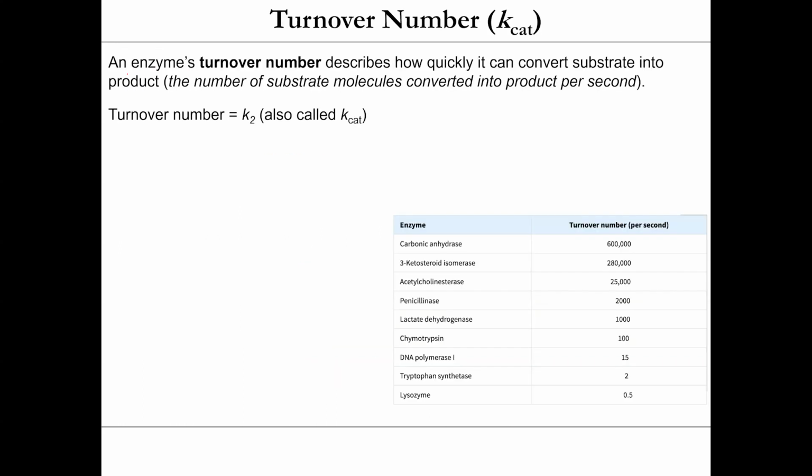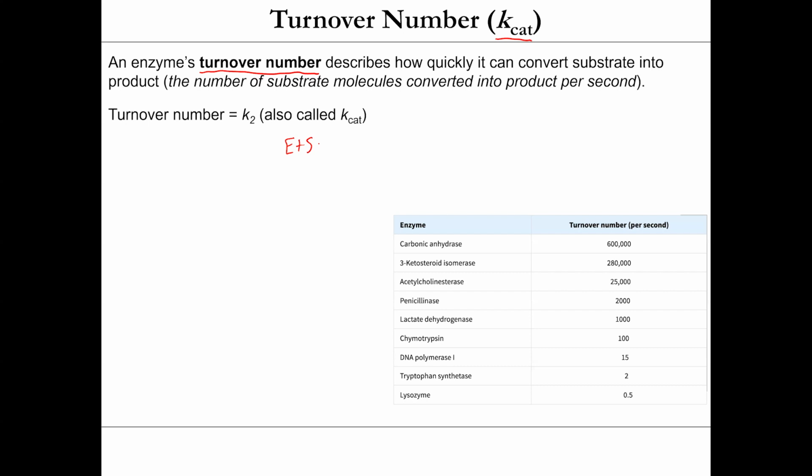Now, another variable that's very useful when thinking about enzyme kinetics is turnover number, or what's called kcat. This is the catalytic rate constant, also commonly called the turnover number. The turnover number describes how quickly an enzyme can convert substrate into product. It's really the number of substrate molecules that can be converted into product per second. So the higher the turnover number, the faster an enzyme is going to be able to convert that substrate into product. Now, turnover number, you've actually already seen the variable for this, so it's just K2 from this equation.